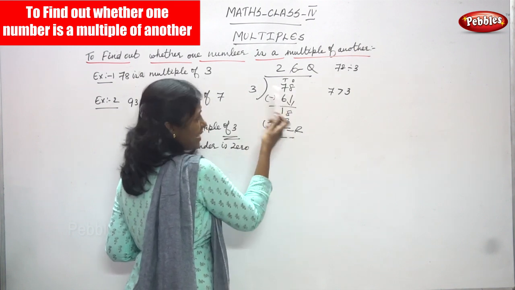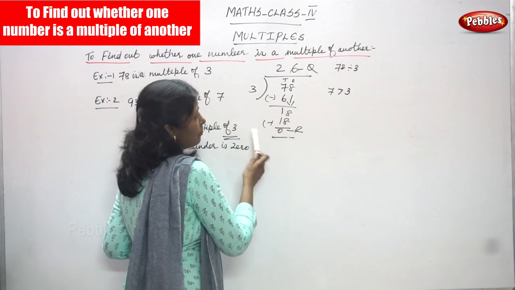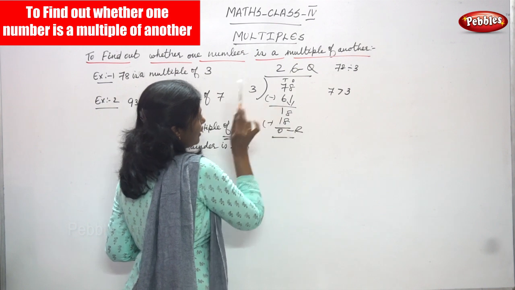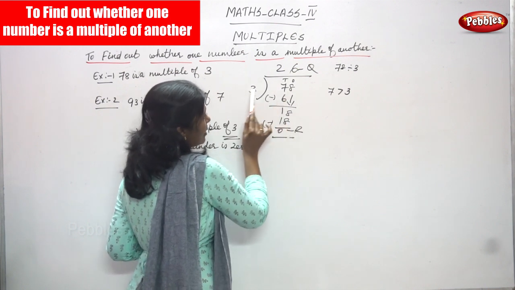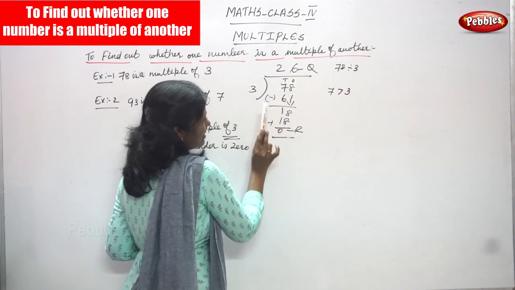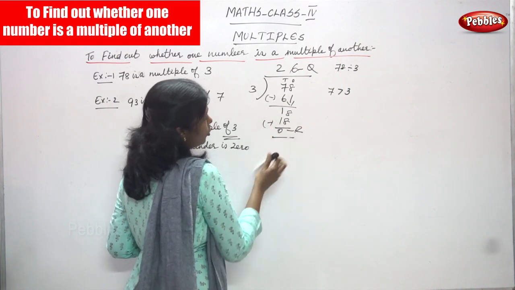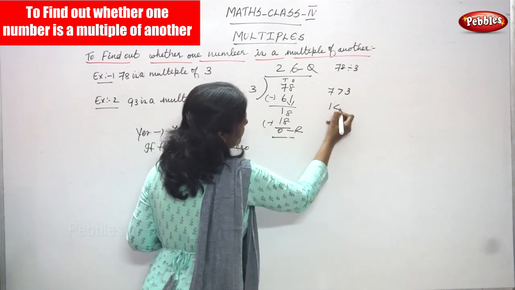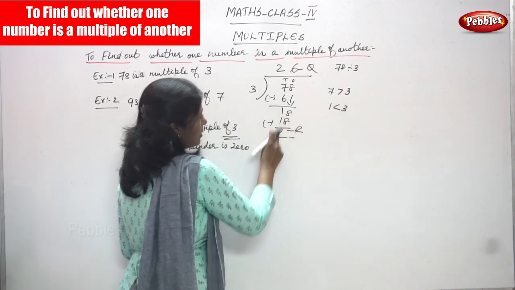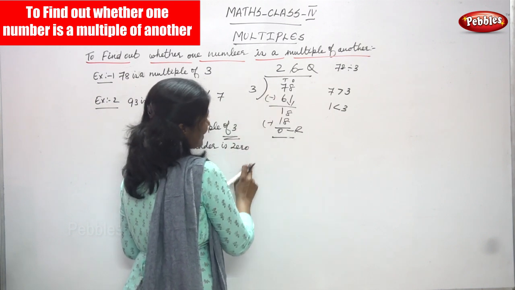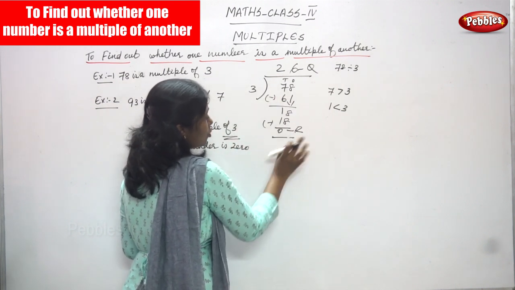First, as usual, I have to compare 7 and 3. 7 is greater than 3, so I am going to divide. In 7, how many times does 3 go? 3 twos are 6. I write 7 minus 6, you get 1. Then compare 1 and 3. 1 is less than 3. So I have to bring down the next number, that is 18. 18 divided by 3 you get 6. 6 threes are 18. 18 minus 18 you get 0.